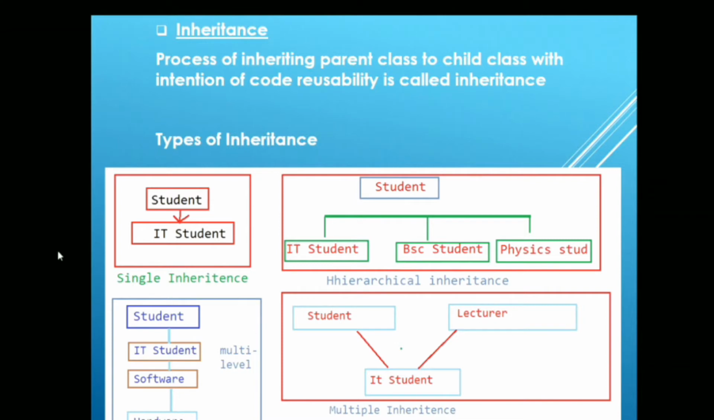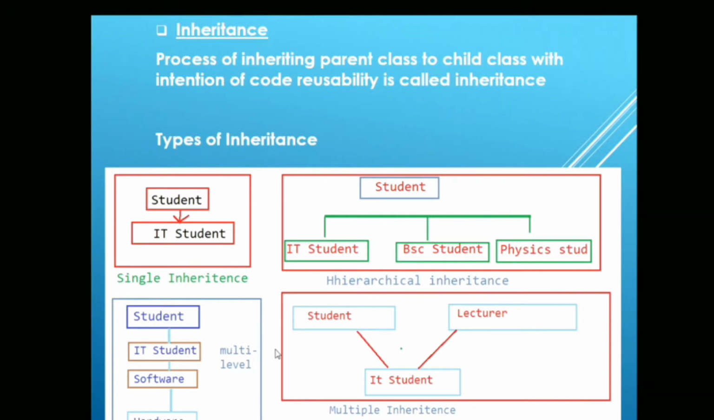One is single inheritance, another one is hierarchical inheritance, third is multi-level inheritance, and fourth is multiple inheritance. Diagram is self-explanatory. What is single inheritance? In case of single inheritance, a parent will have a single child. In case of hierarchical inheritance, a parent can have multiple child classes. In case of multi-level inheritance, a parent will have its own new child class, and the new child class in turn will have another child class, and so on.